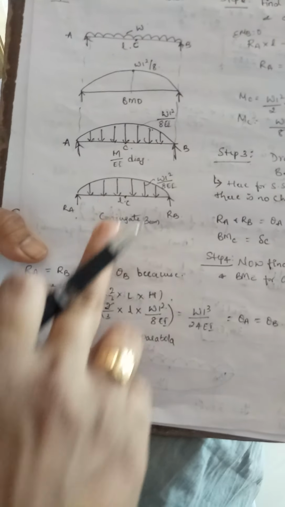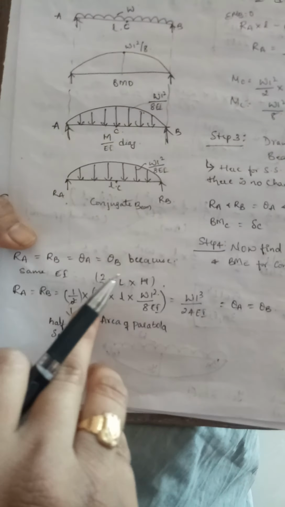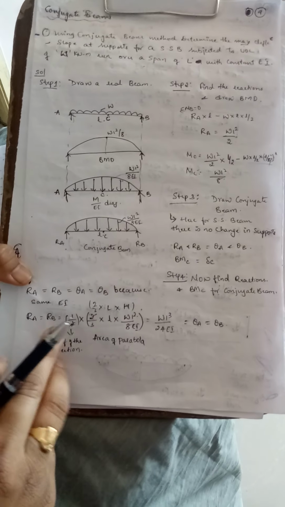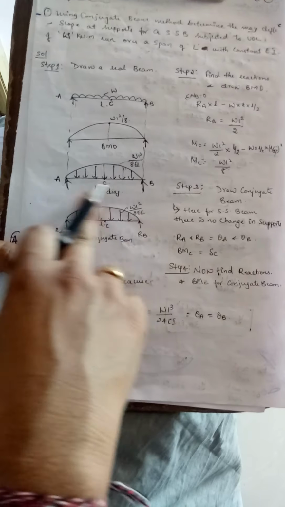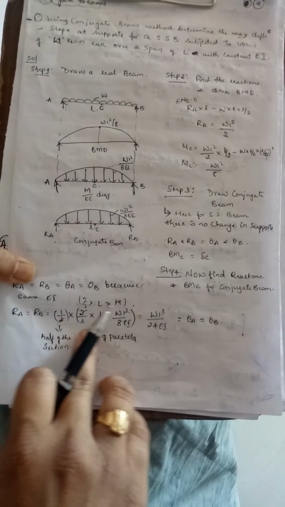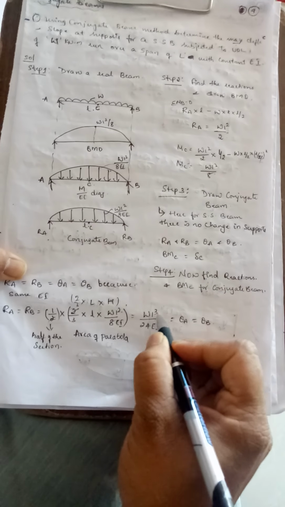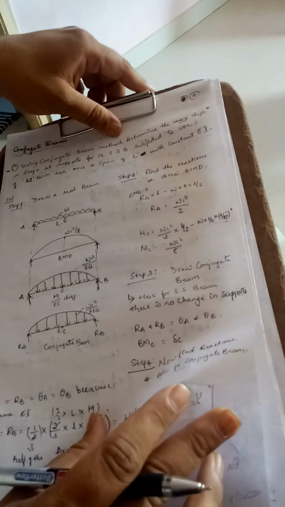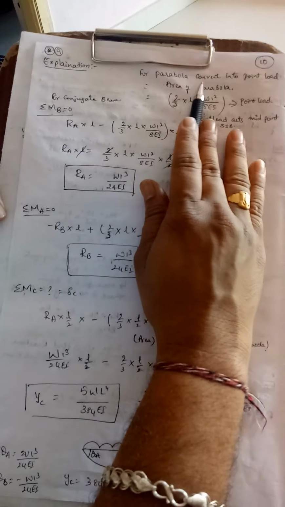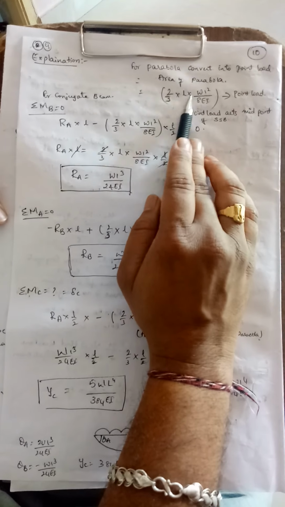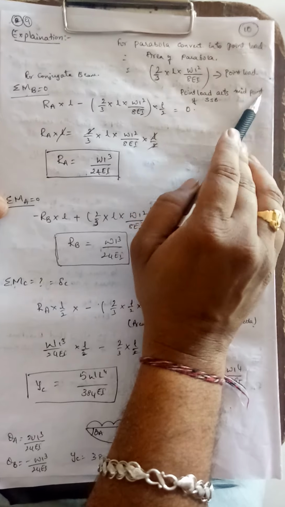RA is equal to RB, that is equal to half into area of parabola, that is WL cube by 24 EI. RA is equal to RB, that is the load. What is the load? The total load is half of the area of the parabolic section. So RA is equal to RB is equal to WL cube by 24 EI, that is theta A and theta B. For the explanation, convert the parabola into a point load, that is the area of parabola. What is the area of a parabola? 2 by 3 into L into WL square by 8 EI. So the point load acts at the midpoint of the simply supported beam.